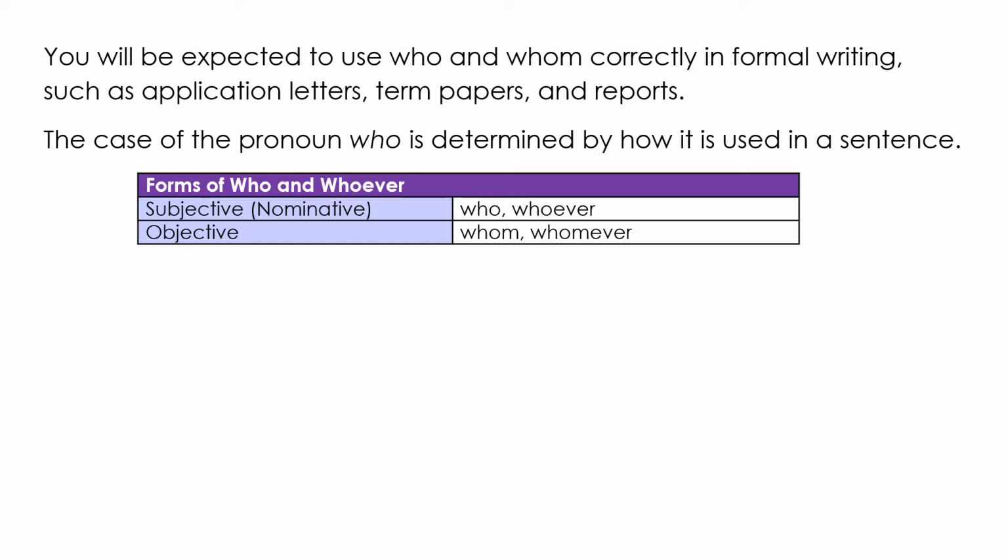Here are the forms of who and whoever. Subjective, nominative are who and whoever. The objective forms are whom and whomever.